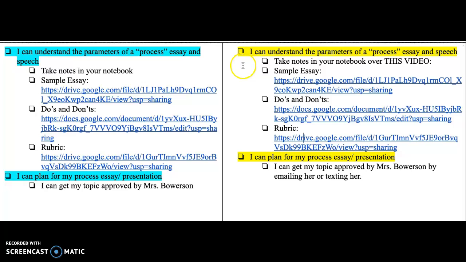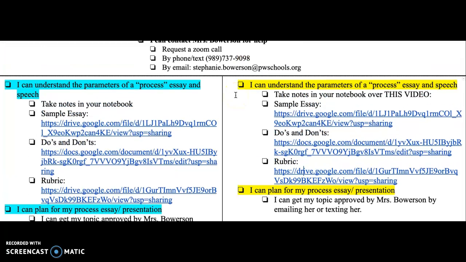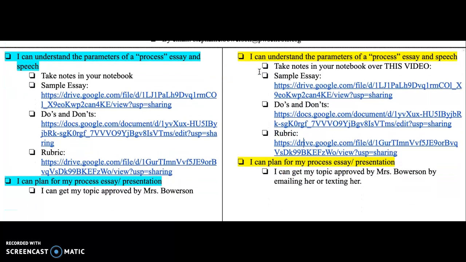If you have any questions, please call, text, or email me. There's my phone number. You can text or call, or there's my email as well. So please email or text me your plan for what your process is, and please include your name in the text because some numbers I don't have saved. And that way I can mark off what topic you're doing and who texted me.